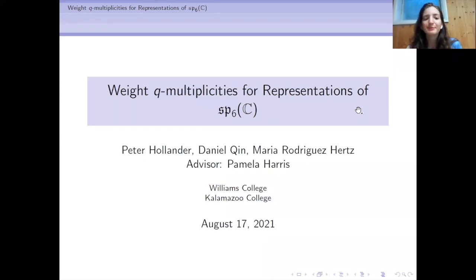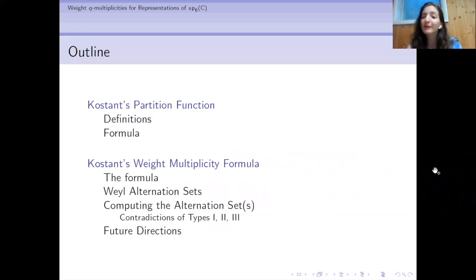Hi, I'm Maria, and with Peter and Daniel, we'll be talking a little bit about weight q-multiplicities for representations of the Lie algebra SP6C. Here's an outline. First, we'll talk a little bit about Kostant's partition function, and then we'll talk a little bit about computing the alternation sets for Kostant's weight multiplicity formula.